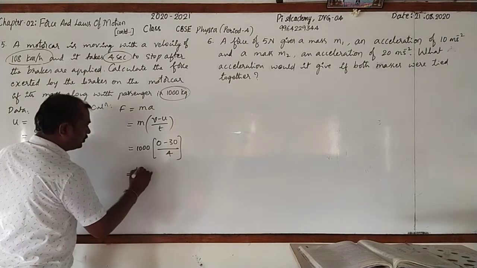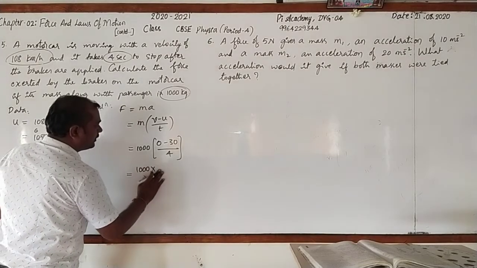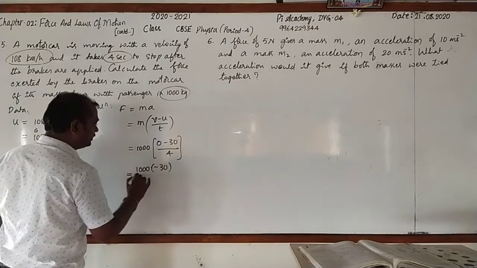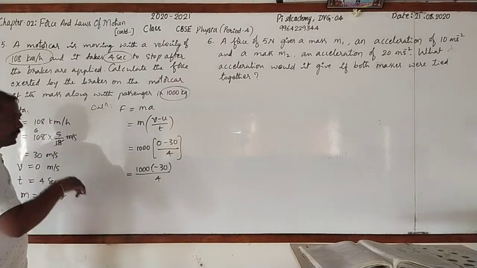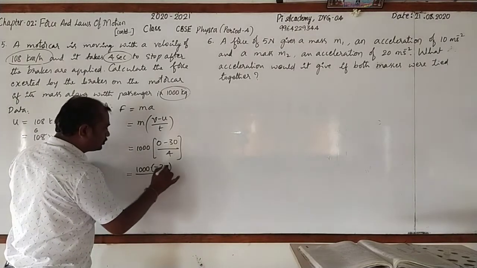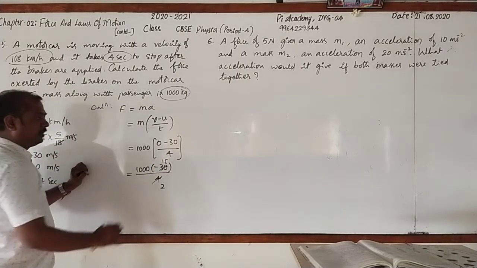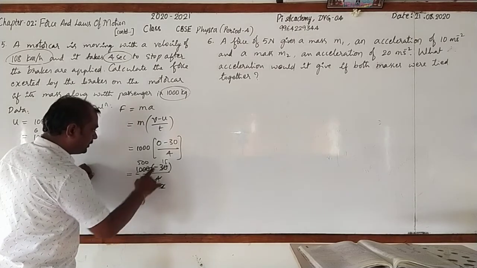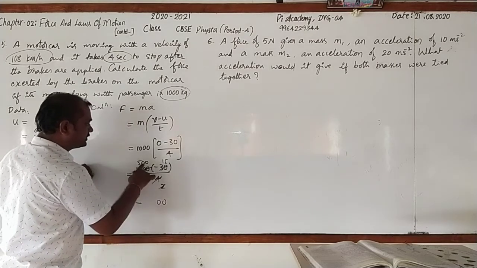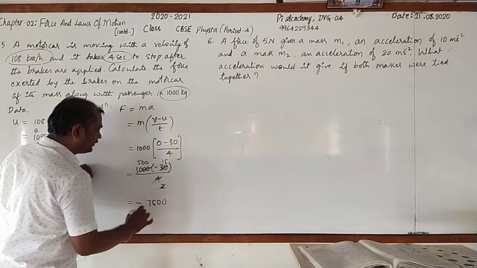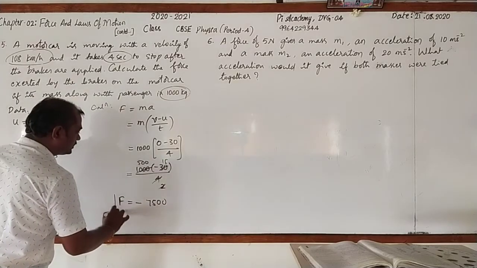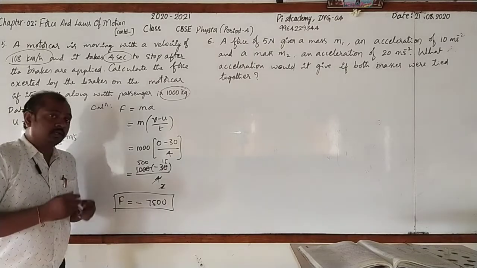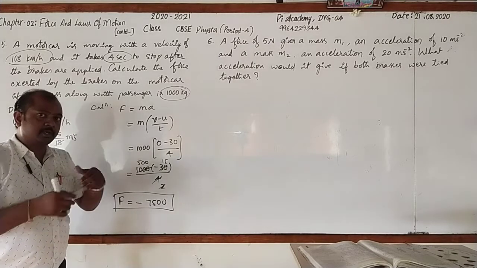This is equal to 1000 into minus 30, because 0 minus 30 is minus 30, divided by 4. You can cancel it. 2 2s are 4, 2 15s are 30, then 2 1s are 2, 500s are 1000. It's equal to minus, as it is 2 zeros, as it is 15 5s are 75. So F is equal to minus 7500.